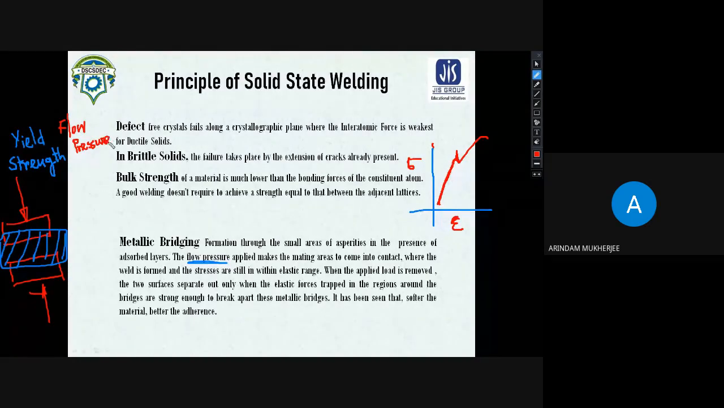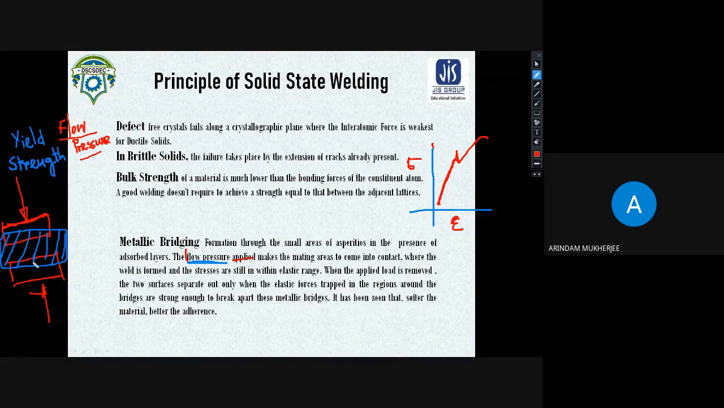So when we are applying the force, the pressure, what will happen to this material? This material will start to internally resist. That means you are applying some external force, so the material will start to resist, and this will be the nature of the stress strain curve if this material is a ductile one. The flow pressure applied makes the mating areas come into contact.